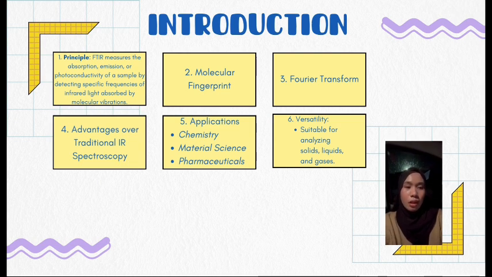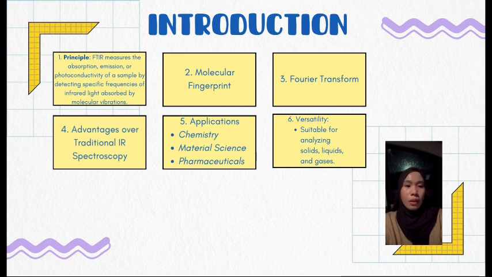Number 3, Fourier transform. Convert raw data into a readable spectrum, enabling rapid and precise measurement across a wide range of wavelengths simultaneously. Number 4, advantage over traditional IR spectroscopy: faster and more accurate due to simultaneous measurement of multiple wavelengths.